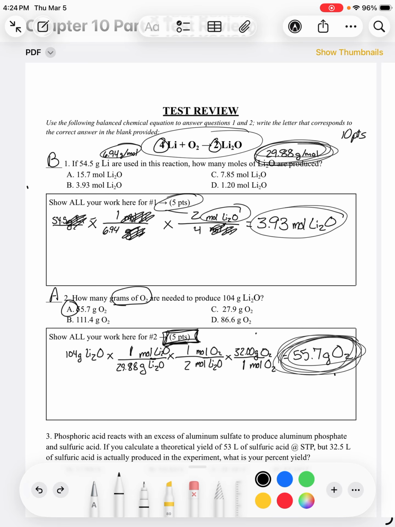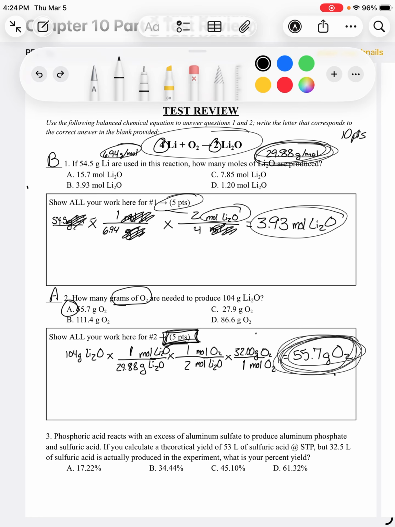All right, next one. I'll move this up here. The number 3 has nothing to do with questions 1 and 2. This is an independent question. It says phosphoric acid reacts with an excess of aluminum sulfate to produce aluminum phosphate and sulfuric acid. By the way, those were a lot of words, right? We don't need any of them for this question. No, let's read the rest of it.